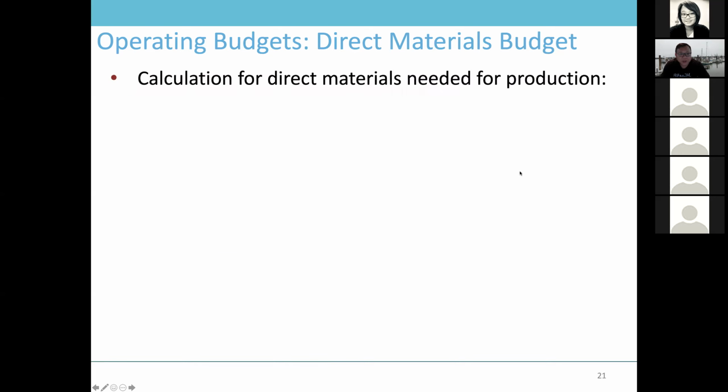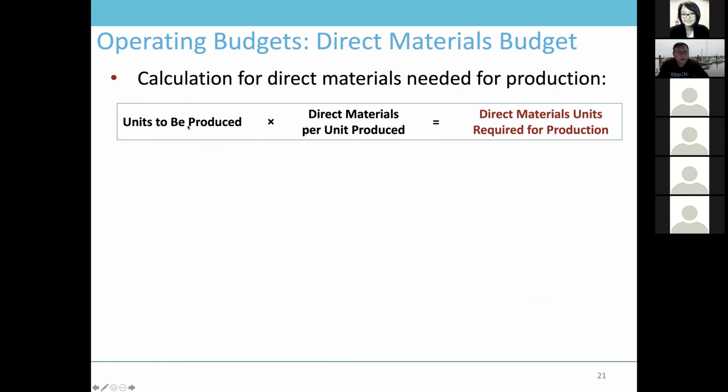So here's one example. How are you going to calculate direct materials needed for production? Well, how many units are going to be produced? That's from the production budget. Times how many direct materials you're going to need per unit. To produce each unit of the good, how many direct materials do you need? So this is the direct materials units.